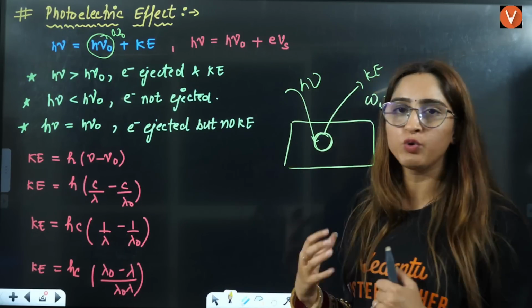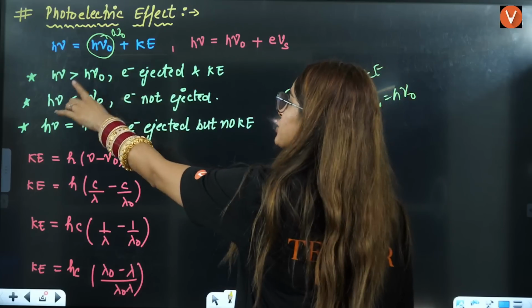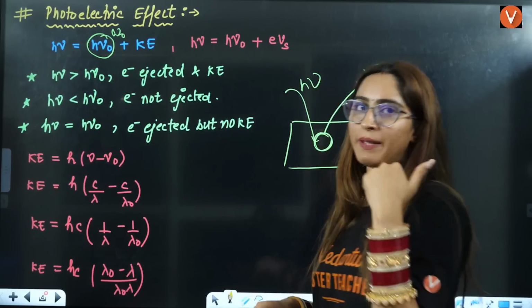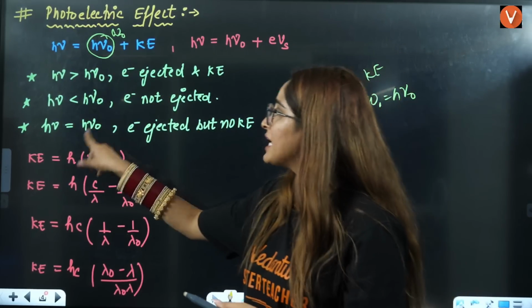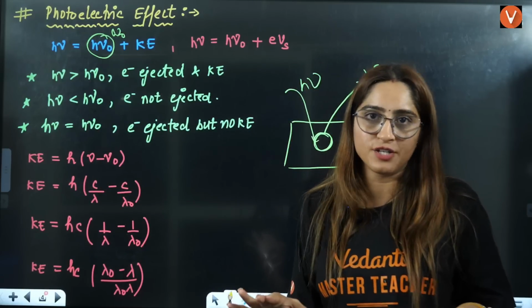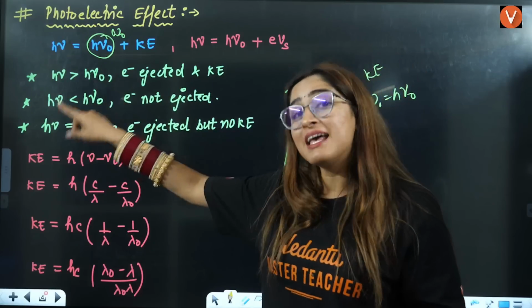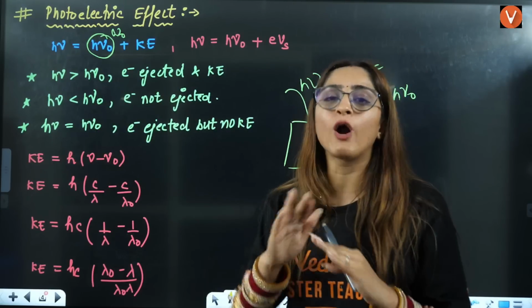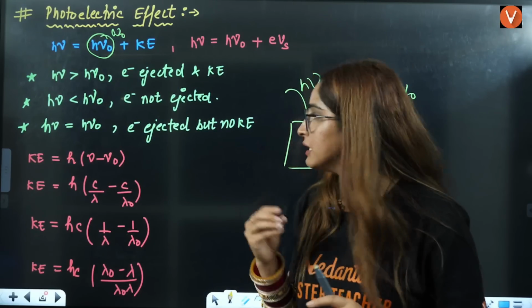If h mu is greater than h mu naught, then the electron will be ejected. If h mu is equal to h mu naught, then ejection will only just happen, and no kinetic energy will be there. If h mu is less than the work function, then you are not able to eject the electron.